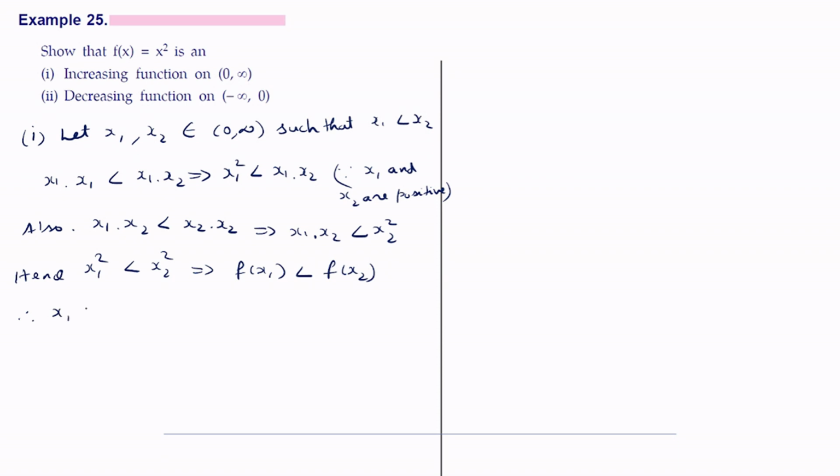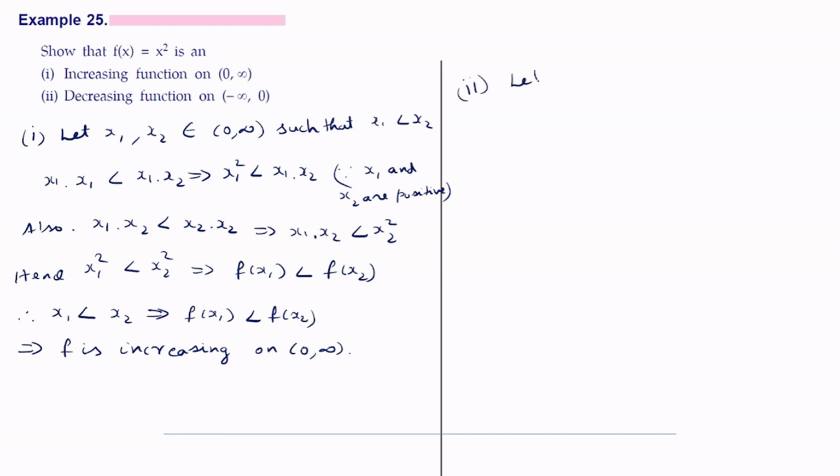Therefore, x1 less than x2 implies f of x1 less than f of x2, which implies f is increasing on open interval 0, comma infinity. So this is the conclusion. Now let us move on to the second subdivision.